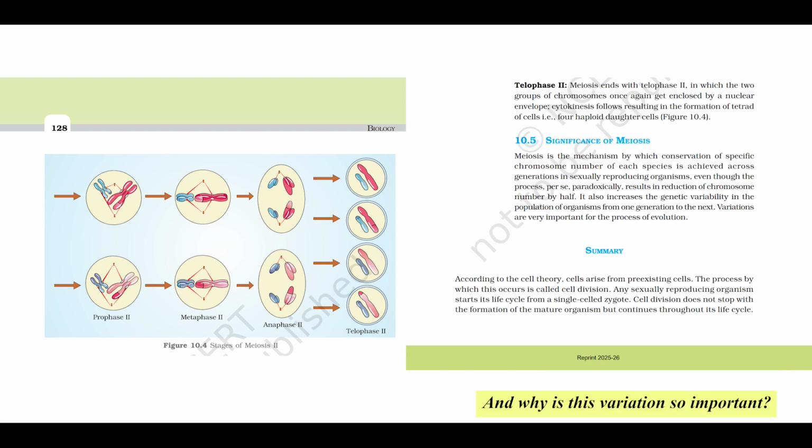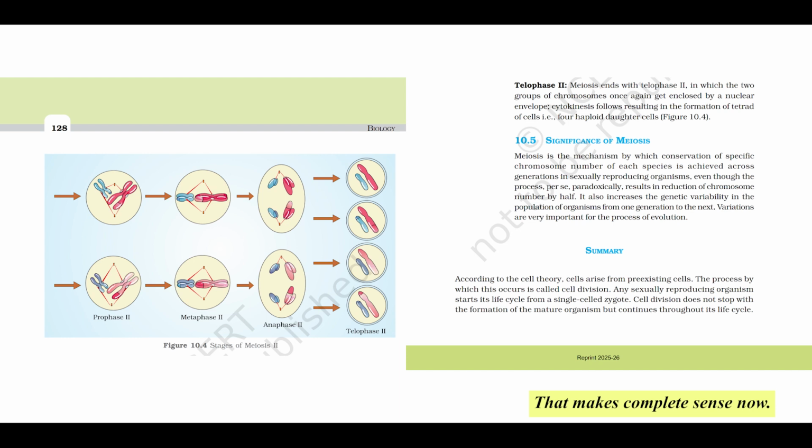Exactly. And why is this variation so important? Variations are the raw material for evolution. They allow populations to adapt to changing environments. If everyone was identical, a single disease or environmental shift could be catastrophic. Variation increases the chance that some individuals will survive and reproduce, driving evolution. So meiosis isn't just for reproduction, it's fuel for evolution too. Absolutely. It's fundamental to life's diversity and resilience.